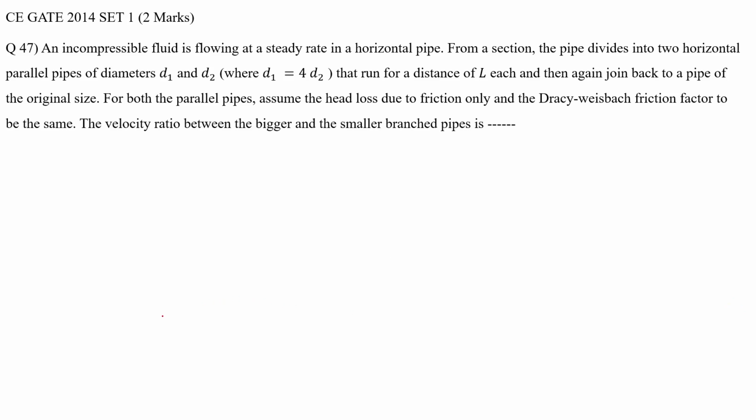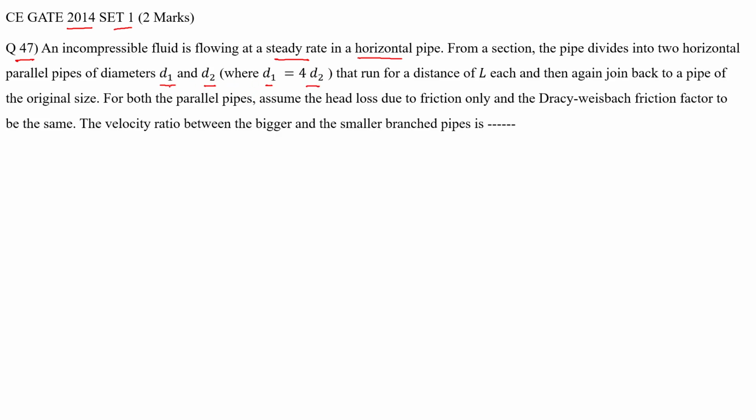We'll solve three questions in this particular session. Now let's see the first question. This question is from GATE 2014 set 1, question number 47. The question is as follows: an incompressible fluid is flowing at a steady rate in a horizontal pipe. This is the condition. Suppose from a section the pipe divides into two horizontal parallel pipes of diameter d1 and d2, where d1 equals 4 d2.